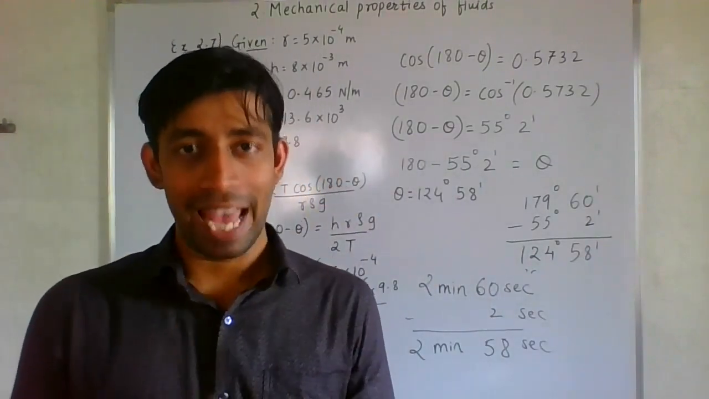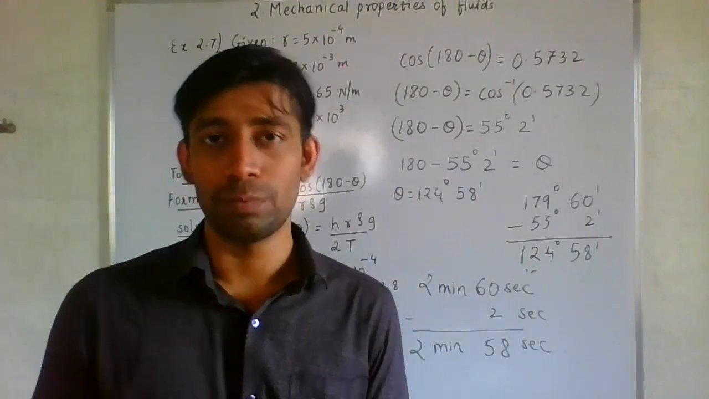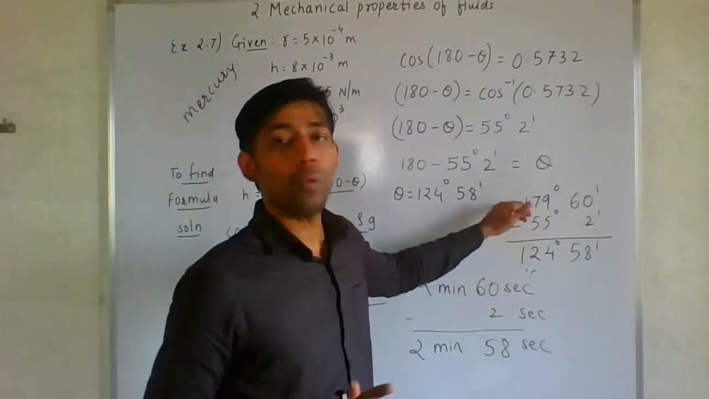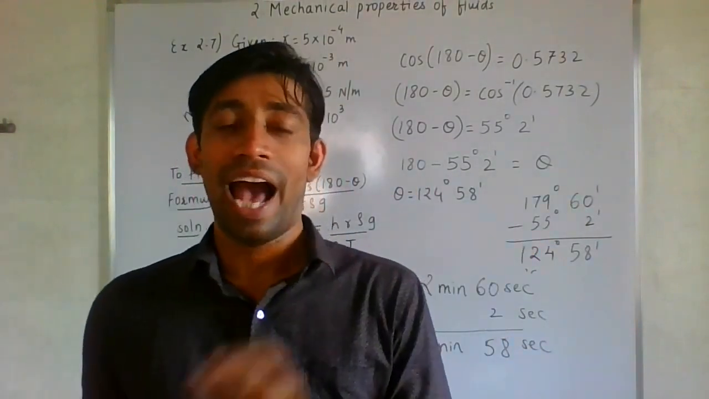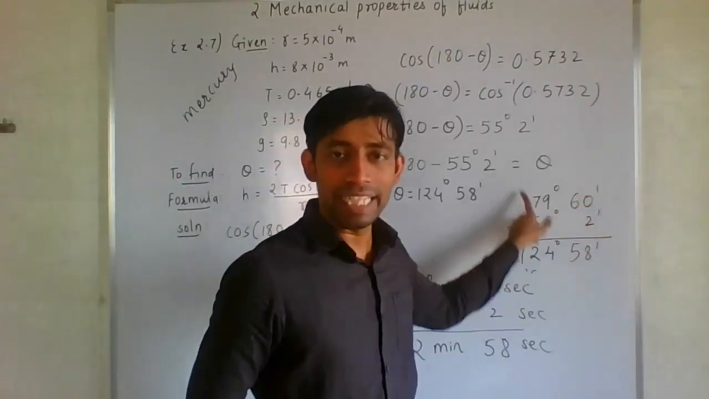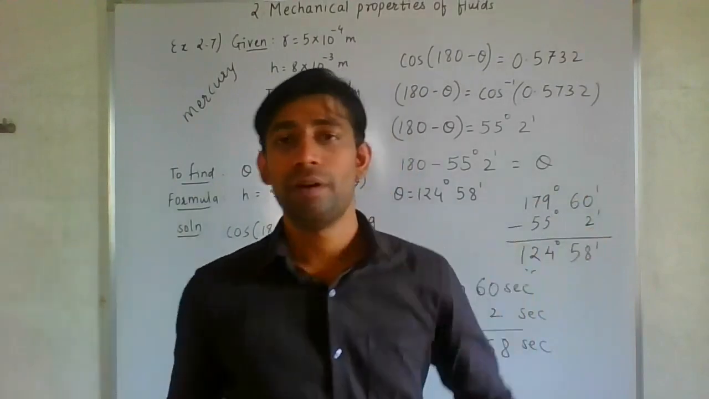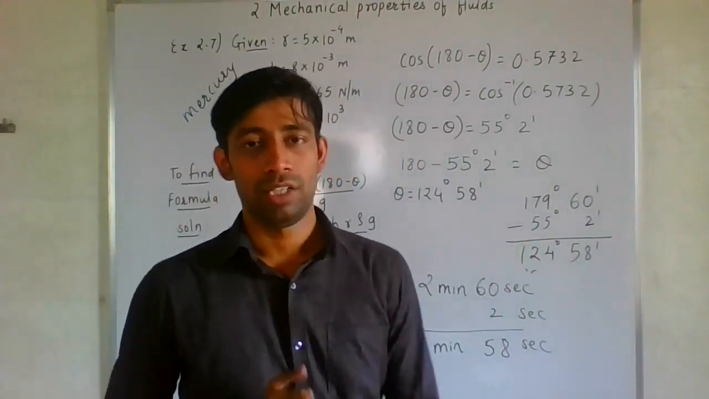So in case of angles and in case of time, we are supposed to apply this method. Same method I have applied over here. Instead of writing 180 degrees 0 minutes, I have written 179 plus 60. This is 180 only, and then we get a perfect answer. So this is how the sum is solved.